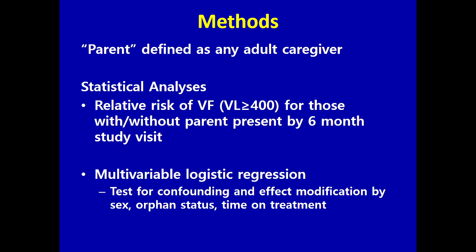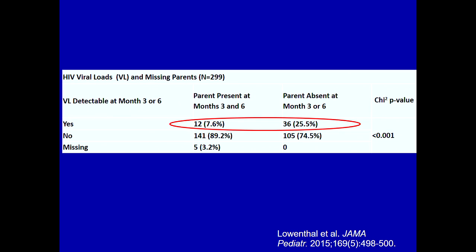We defined parent as any adult caregiver. We defined virologic failure as having a viral load greater than 400, and we looked at the relative risk of virologic failure among those who did or did not have a parent present at both their 3- and 6-month follow-up visits. We used multivariable logistic regression to test for confounding and effect modification by sex, age, orphan status, and time on treatment.